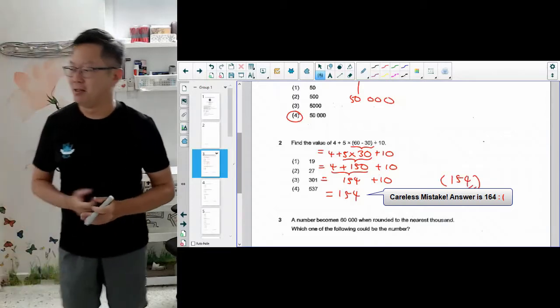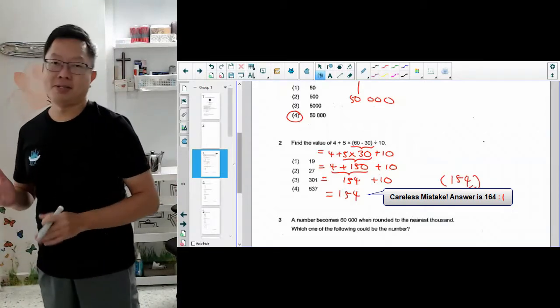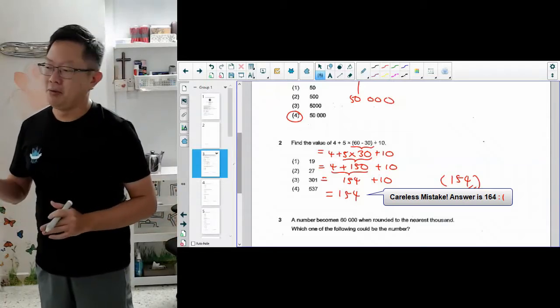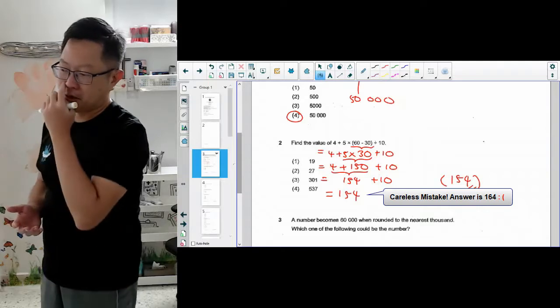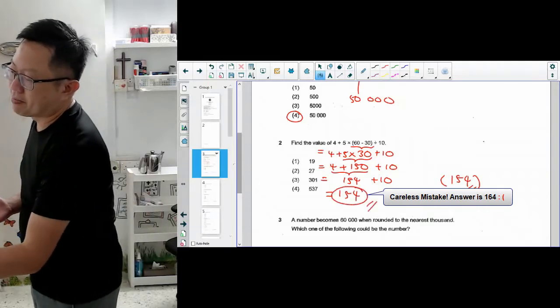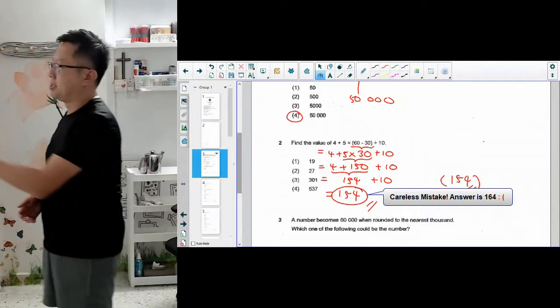Okay, sometimes when you do the school papers, you might have some mistakes in the printing or in the question. But anyway, for question 2, we will just correct our own mistakes, and you can see that your answer will be 154. Okay, so let's go on to question number 3.